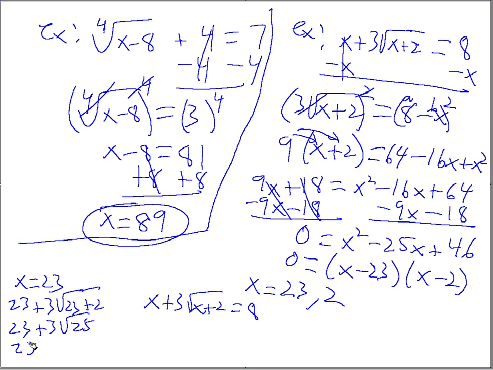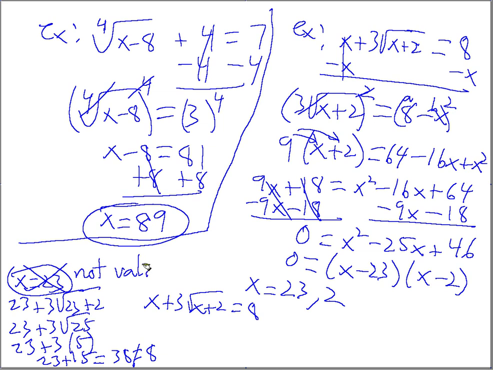23 plus 3 times 5, right? Root 25 is 5. I'm just working it out for you, but 3 times 5 is 15. This is clearly not equal to 8. This is 38, which is not equal to 8. So this answer, 23, is not valid. Make sure you check your answers on these types of problems. You can do it by calculator. You don't have to show all the work here, but I'm just trying to show you that 23 for x, if I plug it back into the original equation, is not going to be a valid answer.